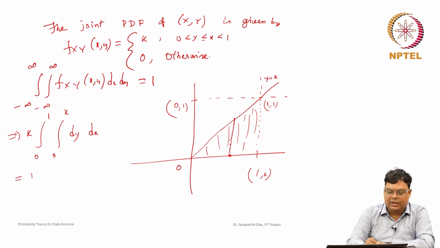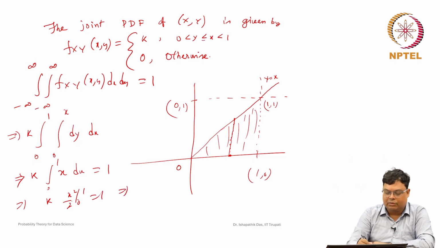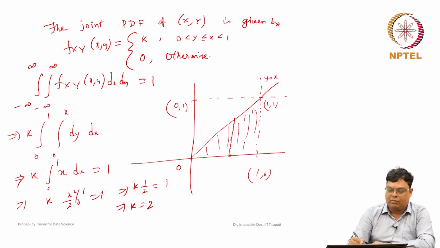Then this integration will be k, because I just changed the order of integration to keep it simple; otherwise the value will be the same. So this is nothing but the integral of x dx from 0 to 1, because the y integral has limit 0 to x. This is equal to 1, which implies k times x squared by 2 from 0 to 1, which gives k into 1 by 2, equal to 1, which implies k is equal to 2. So this area is actually 1 by 2.